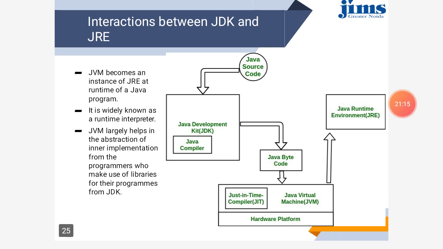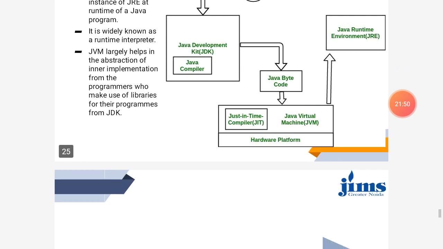In this figure also we can see the whole working of your Java program: how you write your source code, how the JDK works, where the compiler is, how Java bytecode is transferred, and how the just-in-time compiler and the Java virtual machine interact with your hardware and you get output. So the JRE is a very important component for execution, and to build a complete application we require the JDK.